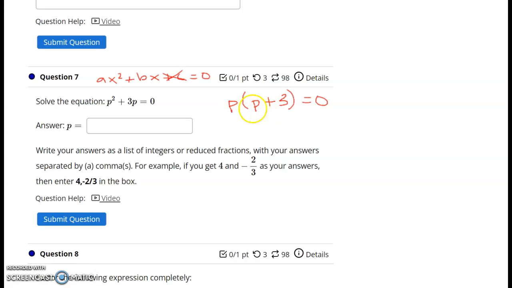Now we want to set each of these equal to 0. So we say p equals 0, and we want to set p plus 3 equal to 0. So we minus the 3 on each side, so p equals 0 and negative 3. Those are our two answers.